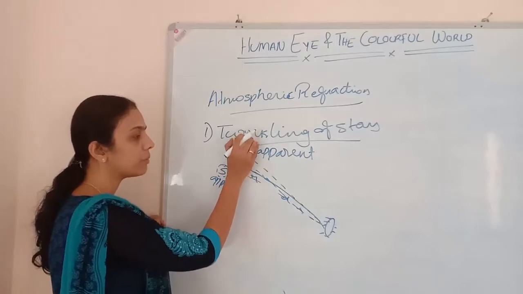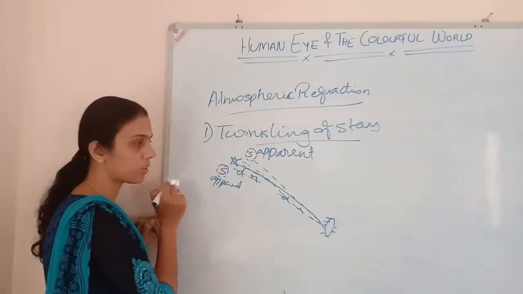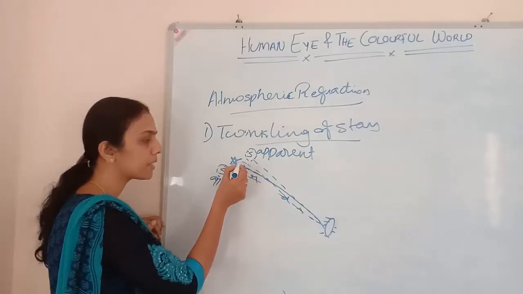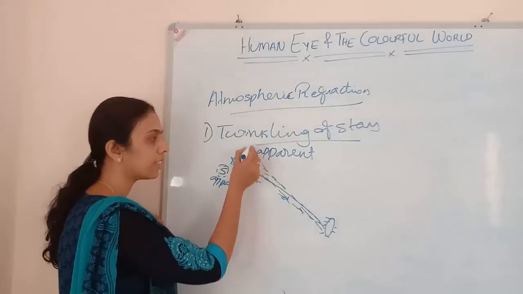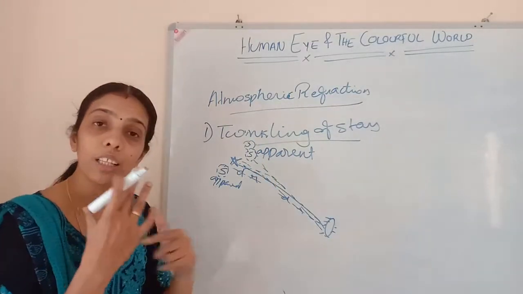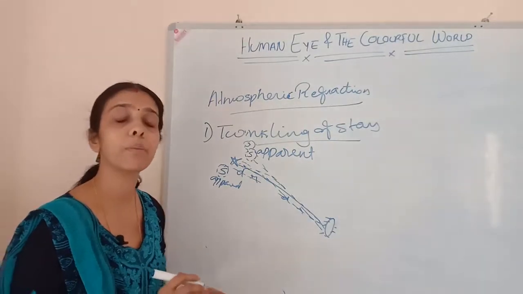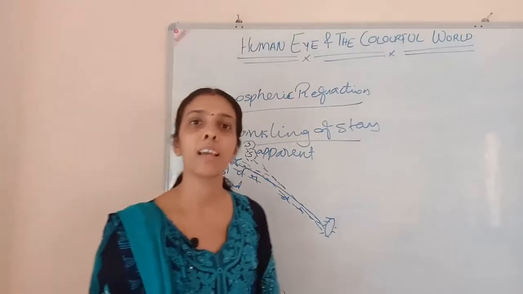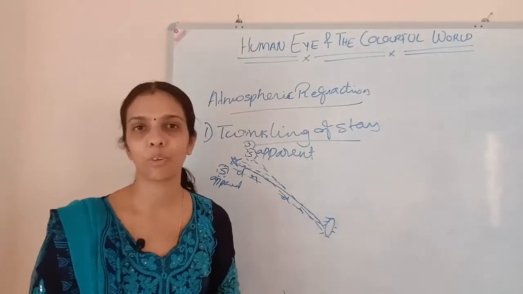At that time we won't be seeing the star here, we will be seeing it at this position. Next time when we are observing the light ray, maybe the light ray will be moving like this, so we will be seeing the star over here. So the position will keep on changing. Why? Because the atmospheric condition is changing. Maybe denser to rarer medium, then rarer to denser medium, like that it will be moving.